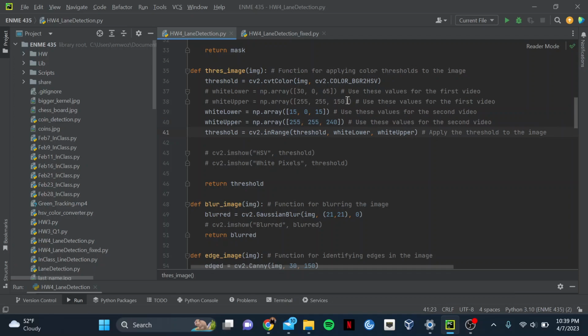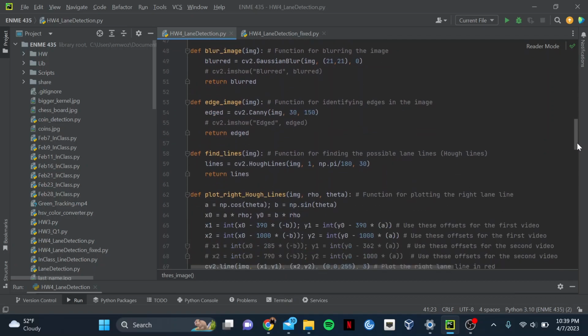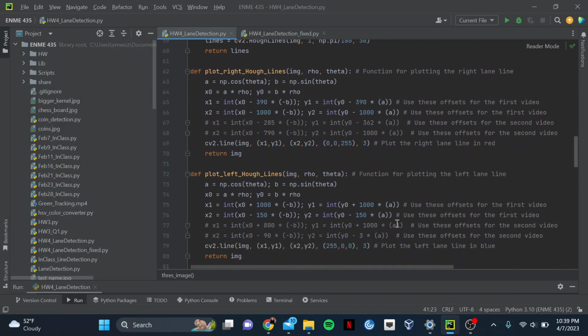The other issue I had was that the new camera position present in the second video also meant that the plotted lines were not in the correct position. They were parallel to where they should be, but they weren't overlapping. So in order to remedy this issue, in both plot right huff lines and plot left huff lines, I had to change the X and Y offsets. So I have special X and Y offsets that only are applicable to the second video.